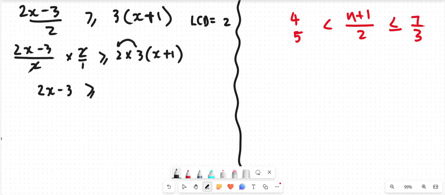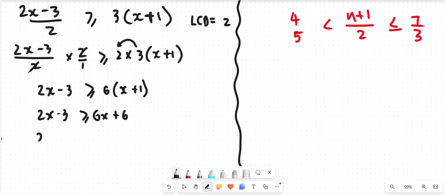The 2 and the 3 are going to multiply, giving me a 6. And I'm going to come back and distribute into that bracket. I hope you're doing it like this. Then you distribute the 6, and the 6 times 1 will give you a 6. Then you would collect your like terms.